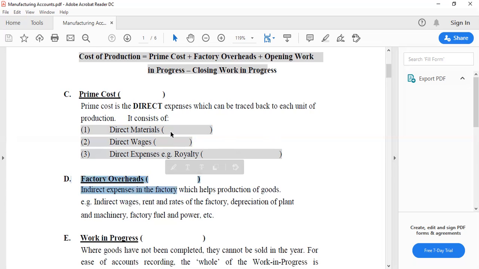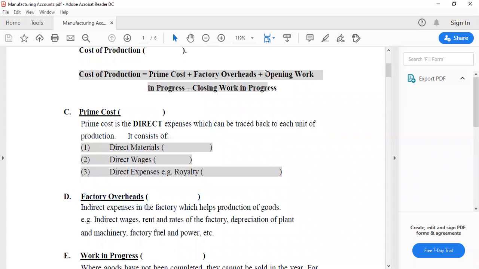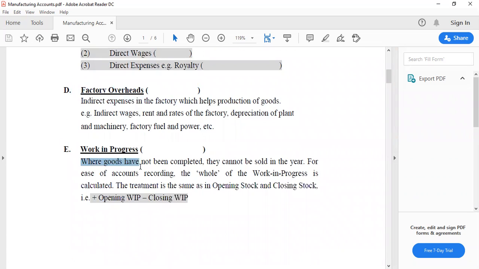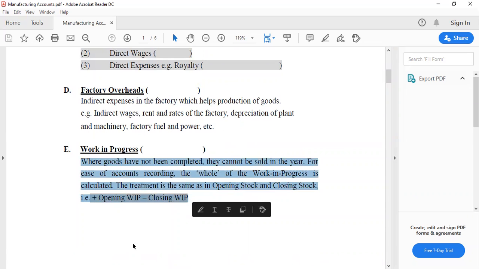And then the other element under the cost of production is work in progress. So what is work in progress? Work in progress is those goods that have not been completed, in between the manufacturing process. You bring in some raw materials, and these raw materials are expected to be converted into finished goods. So in between there, before the raw materials have become finished goods, they are referred to as work in progress.